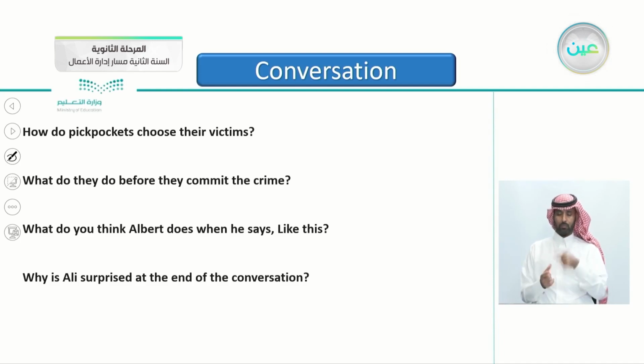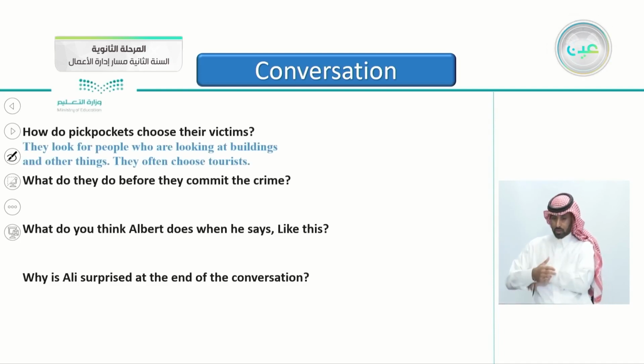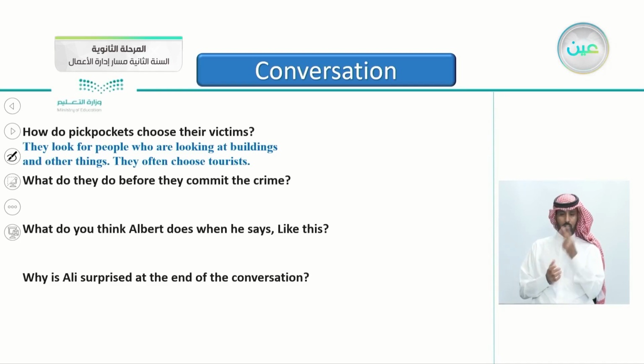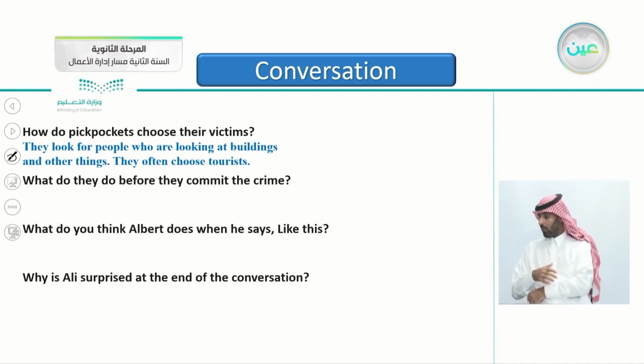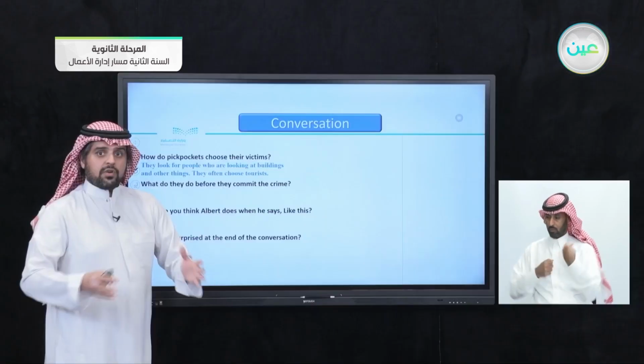So the first one, how do pickpockets choose their victims? They look for people who are looking at buildings and other things. They often choose tourists because the tourist is walking in the street.